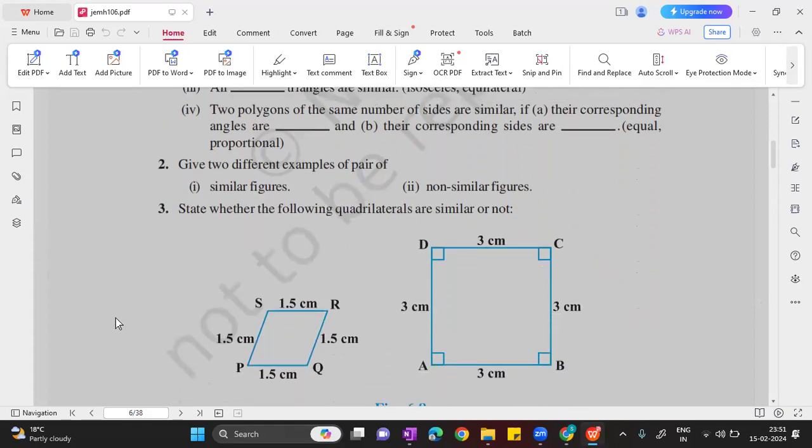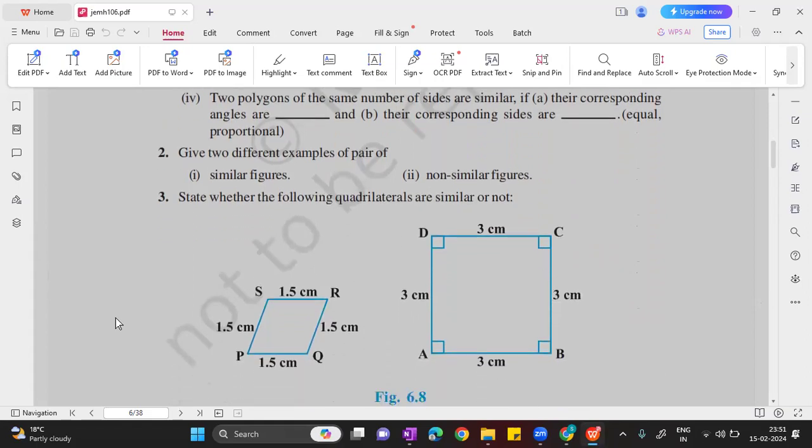It's clear. Now, the third one, Manya, you can give me the answer on your own again. State whether the following quadrilaterals are similar or not. Just by looking at it, can you not tell me whether the shapes are similar or not? No. They're not. What is the reason? Why are they not similar?